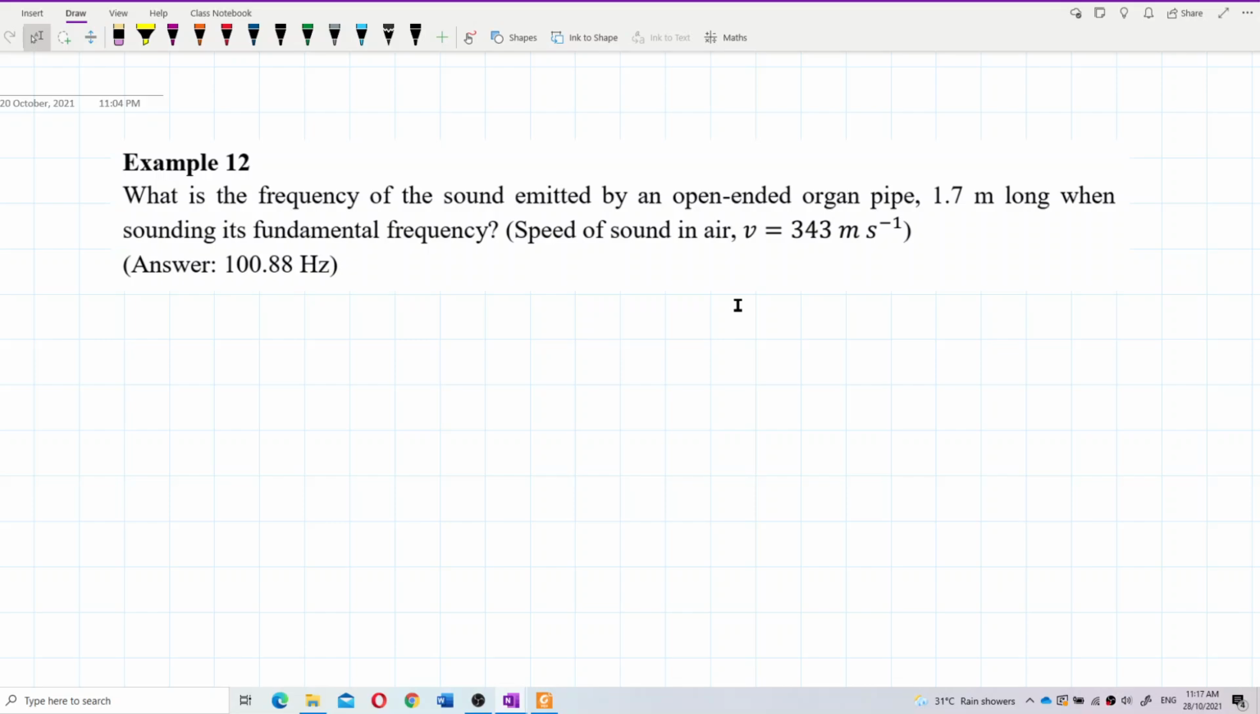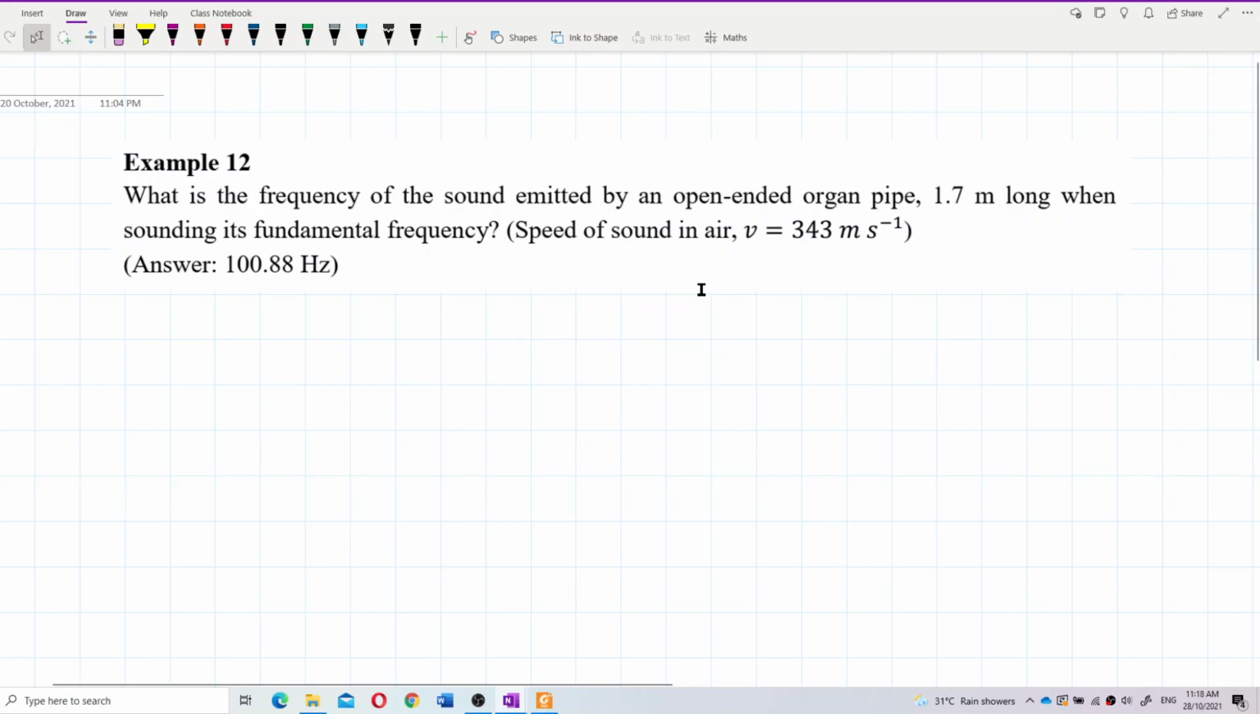Okay, now let us look at these questions. What is the frequency of the sound emitted by an open-ended organ pipe, 1.7 meter long, when sounding its fundamental frequency?